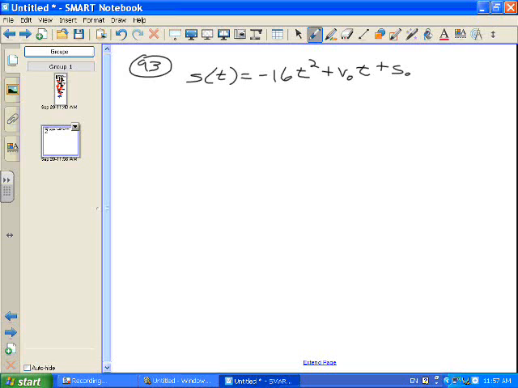Right, so if we want the velocity function, we take the derivative of this. So I'm going to get negative 32t plus the initial velocity. That's part A. Part B says determine the average velocity on the interval 1 to 2. Right, so we're talking about average velocity on the interval 1 to 2. That's what we just did in the last problem.